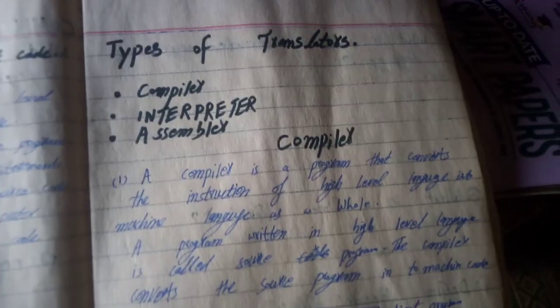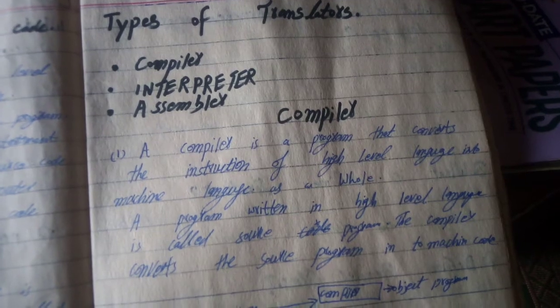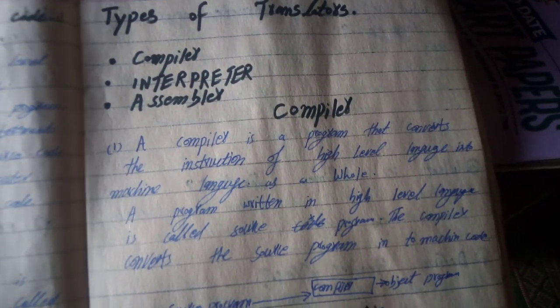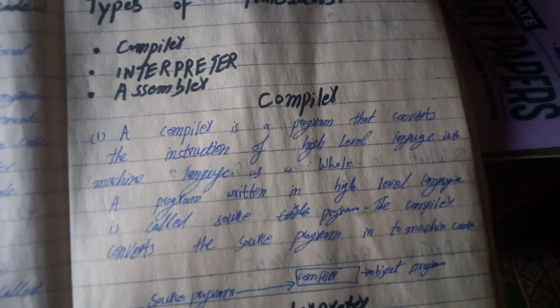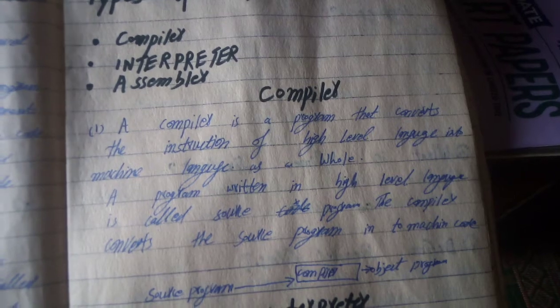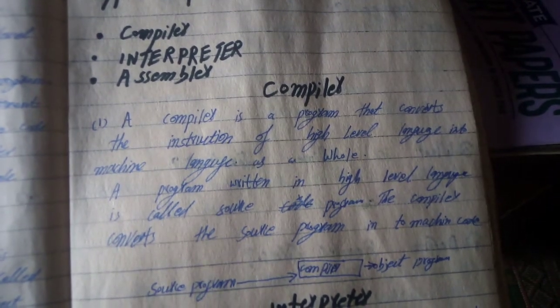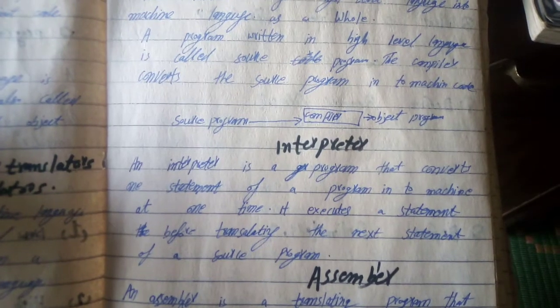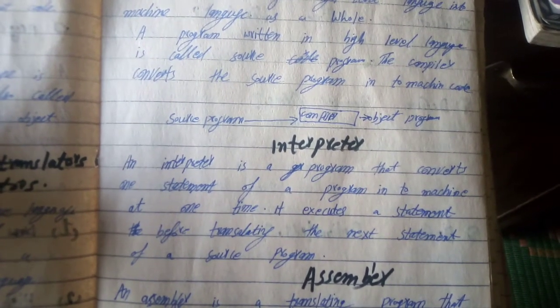Compiler. A compiler is a program that converts the instruction of high-level language into machine language as a whole. A program written in a high-level language is called a source code. The compiler converts the source program into machine code. Source code, compiler, objective program.